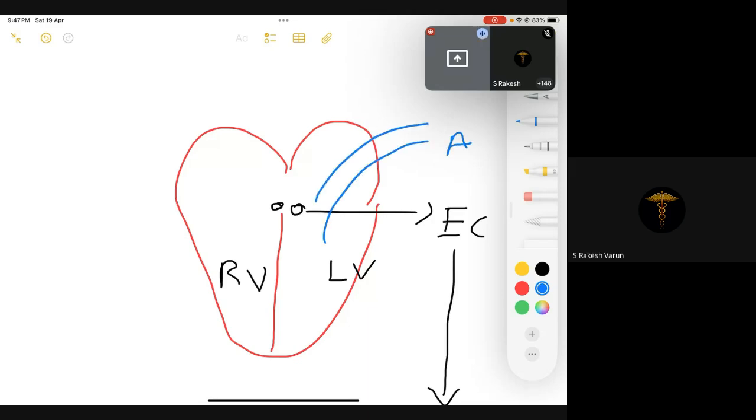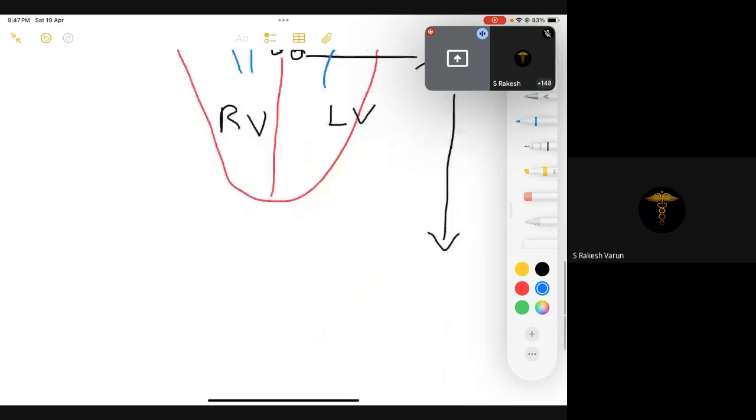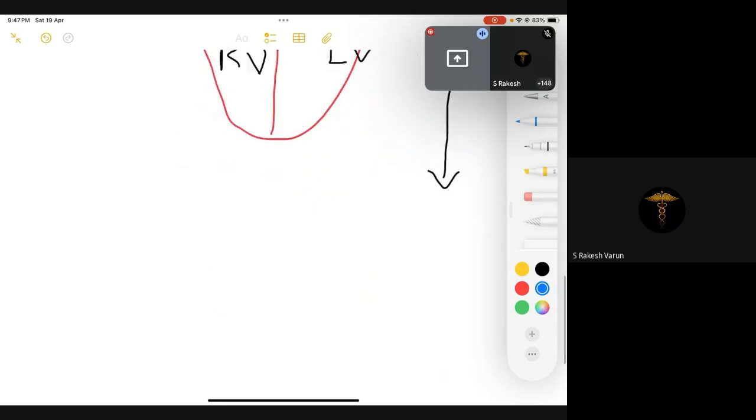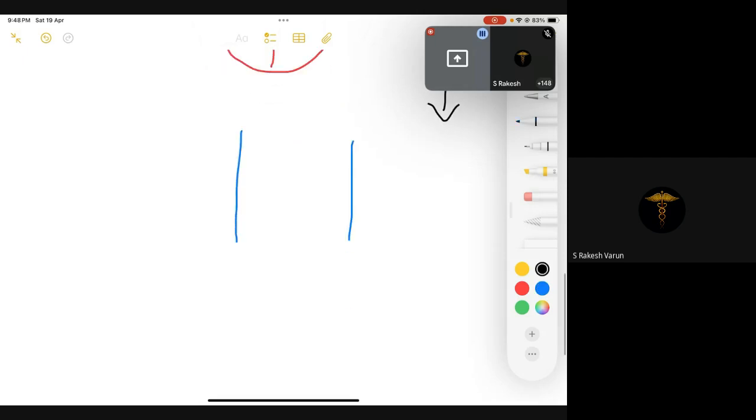We already know that. And from the right ventricle, we have the pulmonary artery arising, okay? But initially, this aorta and pulmonary artery used to be a single chamber. Remember that, okay? And simply, I'll just draw the structure of the heart.